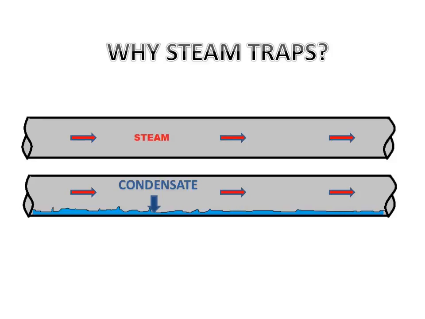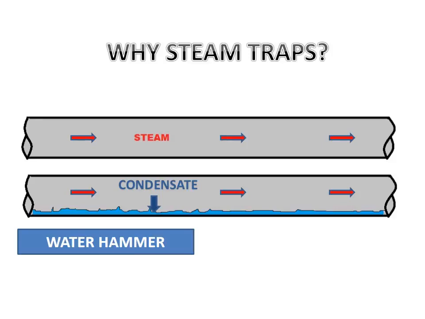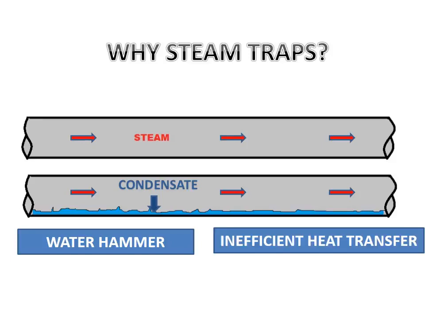This condensate formed in the pipelines is very dangerous because it can cause water hammer, resulting in vibrations and even failure of the pipeline. Further, it reduces the efficiency of heat transfer of the process for which the steam is being used. Third, it can cause corrosion and damage the pipeline itself.